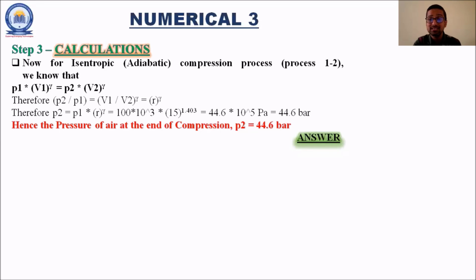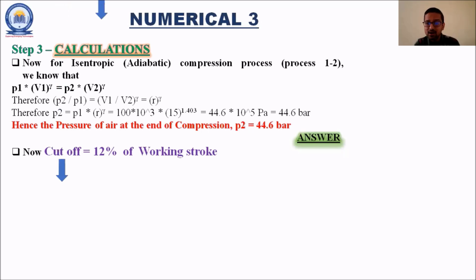Now friends, the important step comes into picture in the calculations. So try to focus on the next steps which I am now explaining. In the given, it is already mentioned that cutoff takes place at 12% of the working stroke. And we know that the cutoff takes place in the process 2 to 3, the constant pressure process. And the working stroke is considered as the stroke volume or the swept volume, that is Vs.